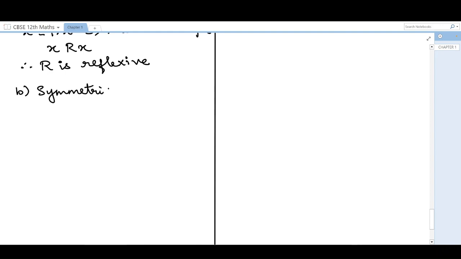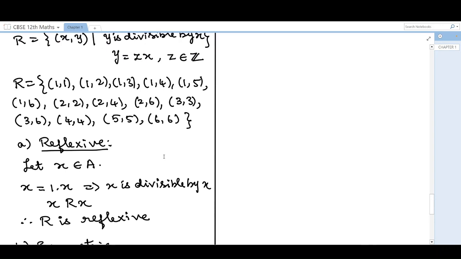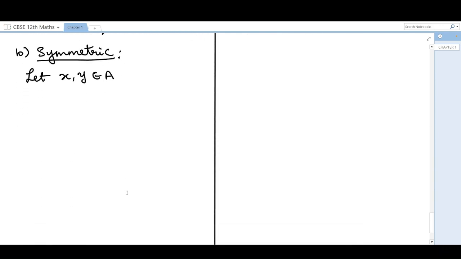The second property, symmetric. So if you take two elements, say X and Y, from the given set A, such that X is related to Y, then we have to verify whether Y is related to X. So if you take an element say 1 comma 2, then we have to check whether 2 comma 1 is there, but 2 comma 1 is not there in the set R. Therefore we can conclude that the relation R is not symmetric. We can prove this in the general way.